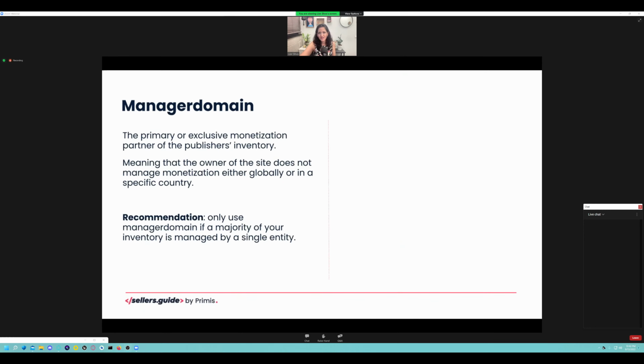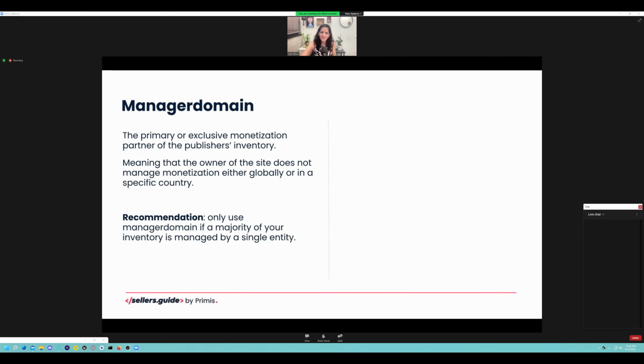Manager domain is more tricky. And here I think it's very important to pay attention. The manager domain is the primary or exclusive monetization partner of the publisher's inventory, meaning that the owner of the site does not manage the monetization at all, probably, either globally or in a specific country.